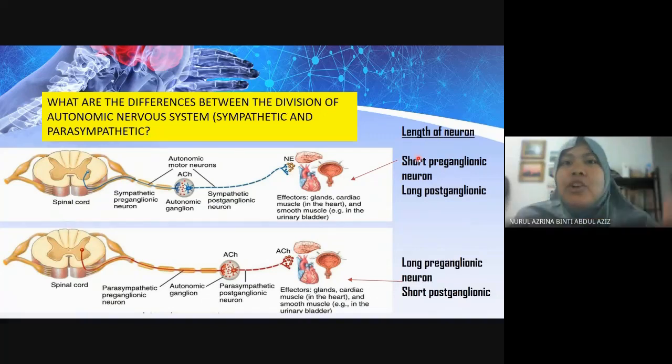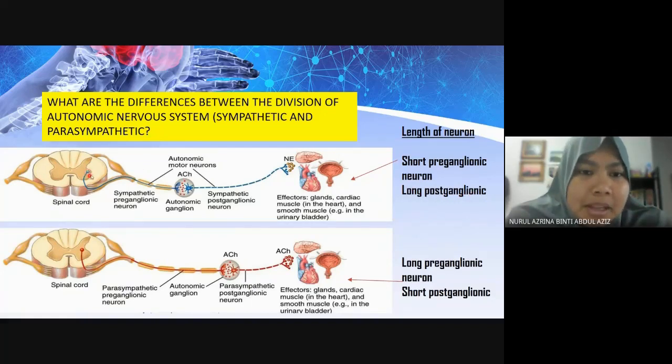Okay, ini tak ada dalam video. Dalam video tak cerita pun. So ni boleh terangkan kat you all. So, length of the neuron. This is sympathetic. Nampak ni? Preganglionic neuron, postganglionic neuron. Sympathetic preganglionic neuron, sympathetic postganglionic neuron. So for sympathetic, it has a short preganglionic neuron and a long postganglionic neuron.